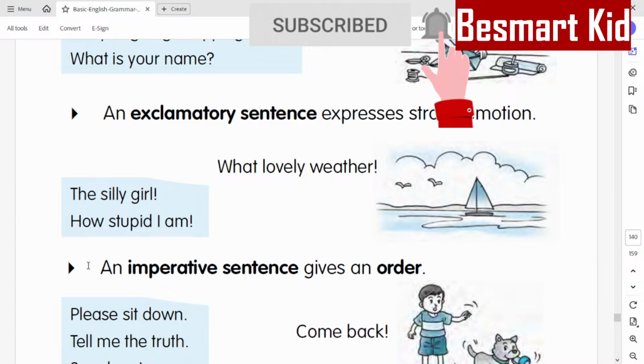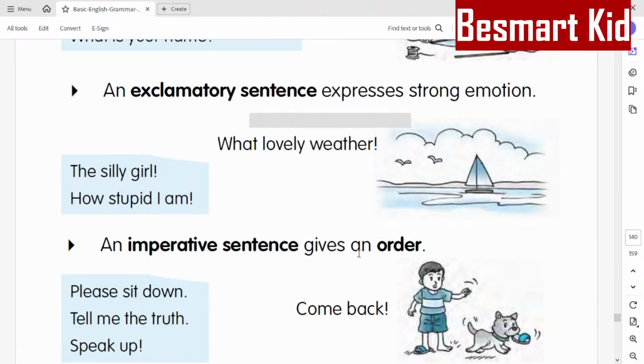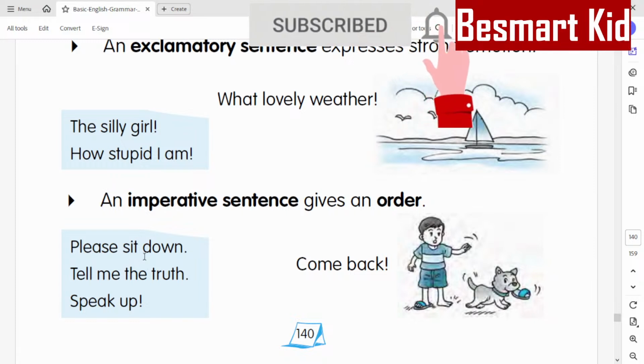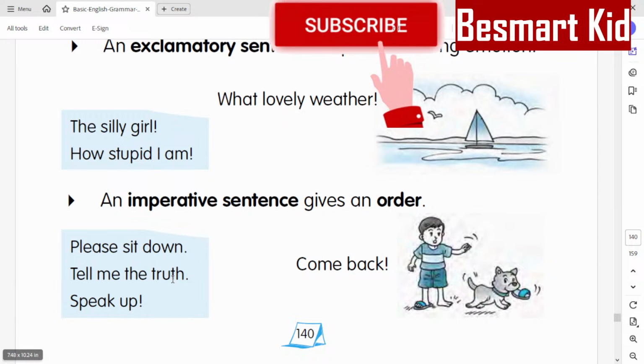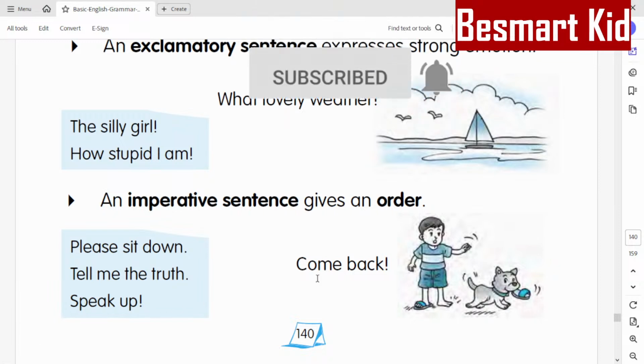Fourth and the last is an imperative sentence. It gives an order. Please sit down. Tell me the truth. Speak up. Come back.